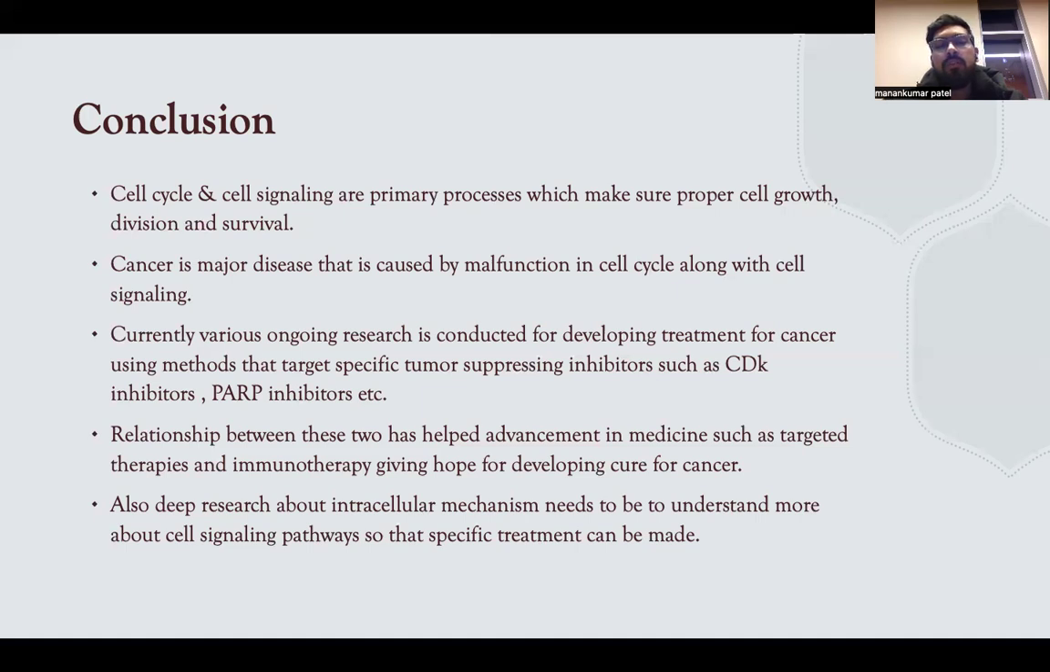Also, deep research about intracellular mechanisms needs to be done to understand more about cell signaling pathways so that specific treatments can be made. So that is my point of view for understanding more deeply the cellular mechanisms that happen inside the cell during the cell cycle or cell signaling, so that you can understand far better how to stop cells from suppressing the immune response and duping apoptosis at the end of the cell cycle.